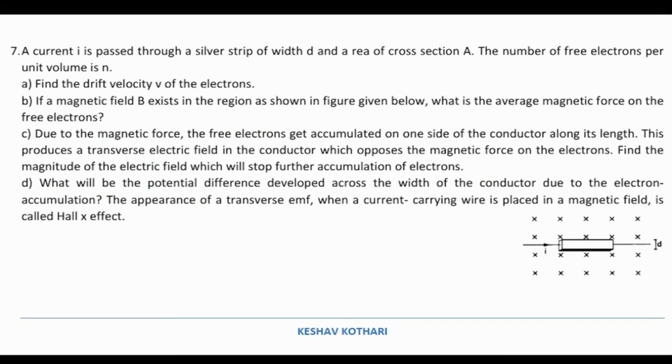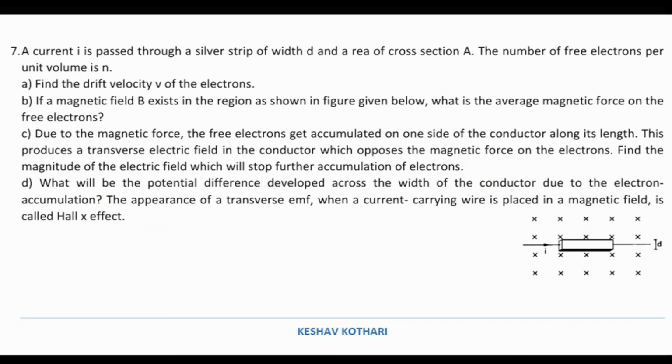The next part is, due to the magnetic force, the free electrons get accumulated on one side of the conductor along its length. This produces a transverse electric field in the conductor which opposes the magnetic force on the electrons. Find the magnitude of the electric field which will stop further accumulation of electrons.